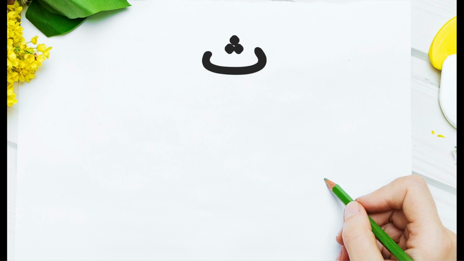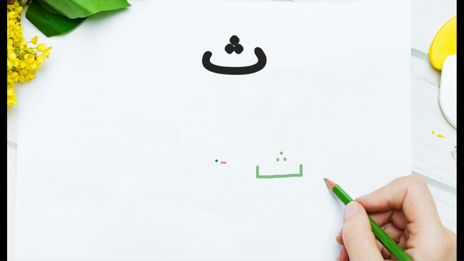Now it's time for a pen and paper. Grab them and let's write Tha. We start from the right side and draw a small vertical line down. Then do a longer line across and another small vertical line up. The 3 dots go above the letter.